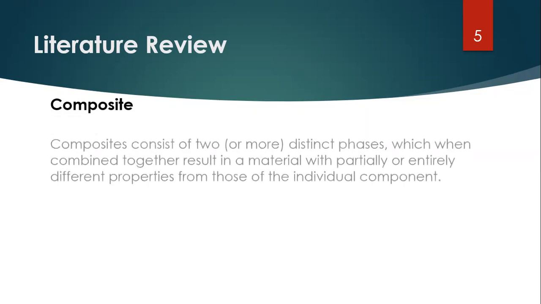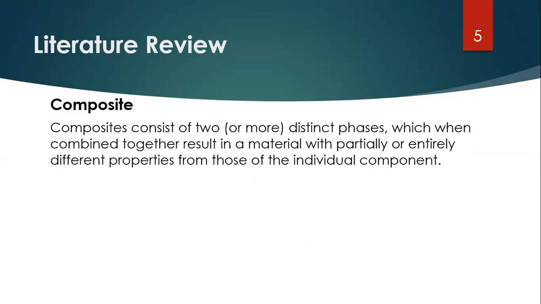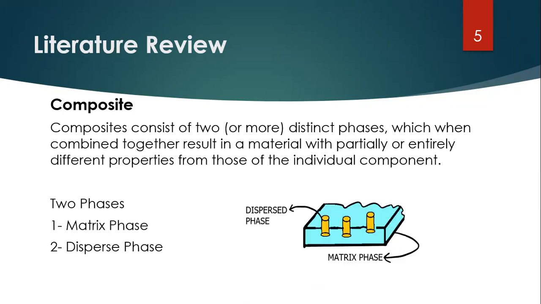Firstly, I am going to tell you about what a composite is and what biocomposites are. A composite is a material composed of two or more constituents with significantly different physical and chemical properties which, when combined, produce a material with different properties from the individual components. There are two phases of it. The first one is the matrix phase and the other one is the disperse phase.